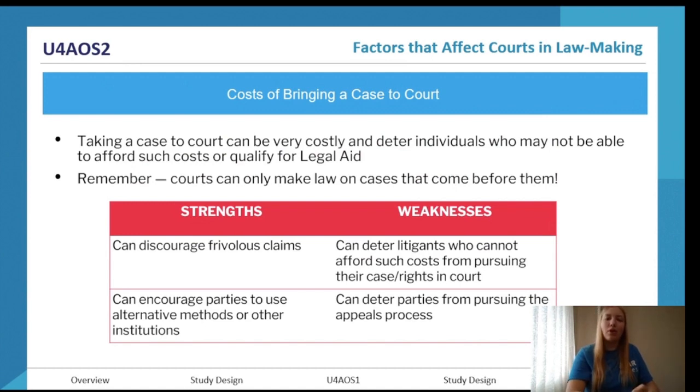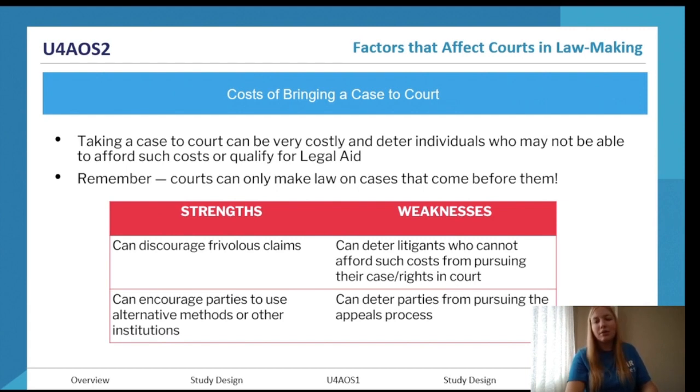So next we have the cost of bringing a case to court. Of course, taking a case to court can be very expensive, and this can prevent individuals, or they may not even be able to afford such costs, and they couldn't qualify for legal aid. We know that for legal aid, you need to have very low income. The income merits test is very difficult to meet. And for civil cases, there is not much support at all, mainly focused on criminal.